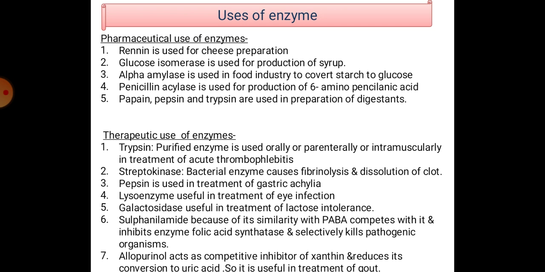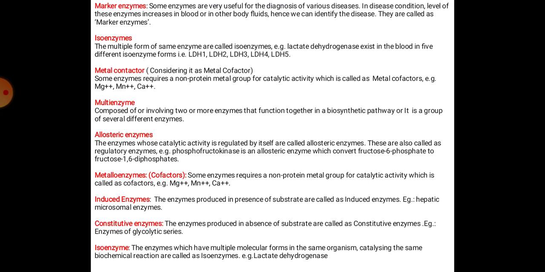These are some uses of enzymes. It is a wide range of uses of enzymes. These are some terms regarding enzymes. First is marker enzyme. Some enzymes are very useful for the diagnosis of various diseases. In disease conditions, the level of these enzymes increases in blood or in other body fluids. Hence, we can identify the disease. They are called marker enzymes.